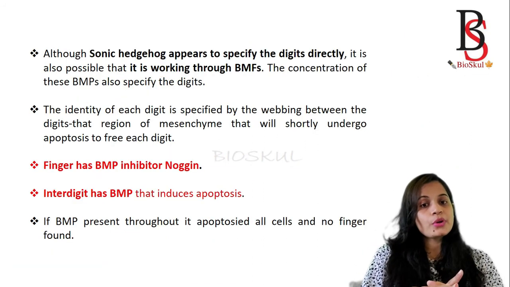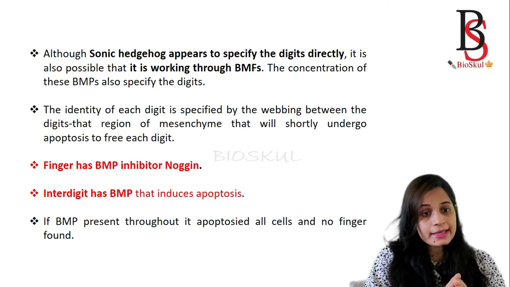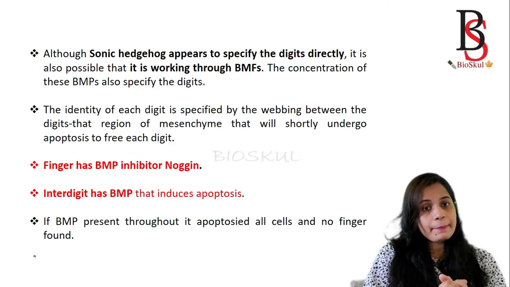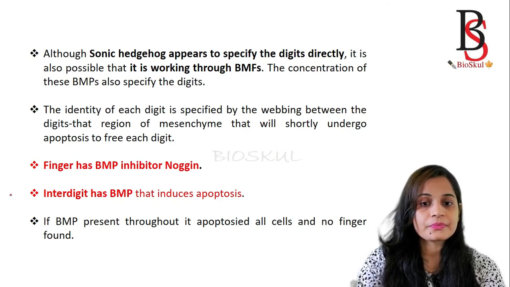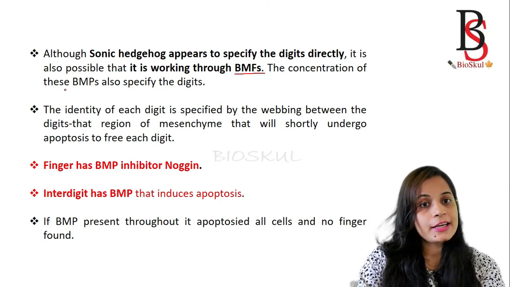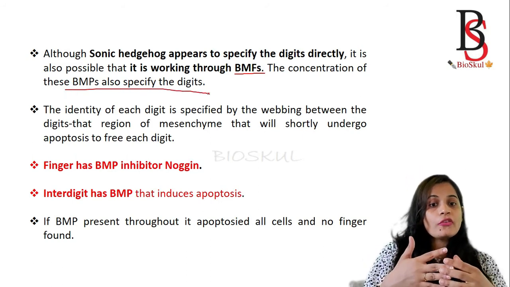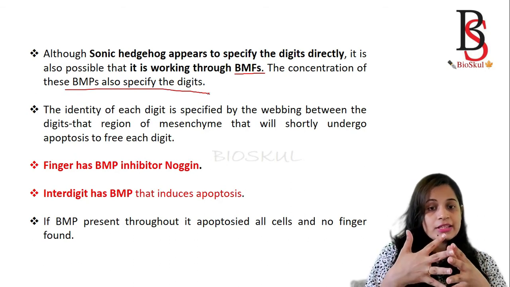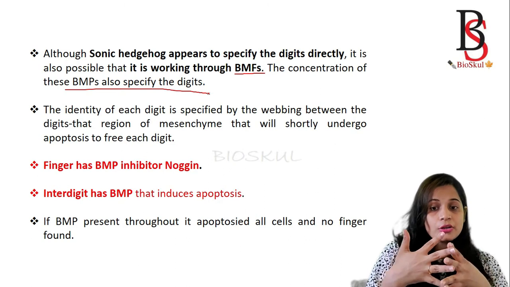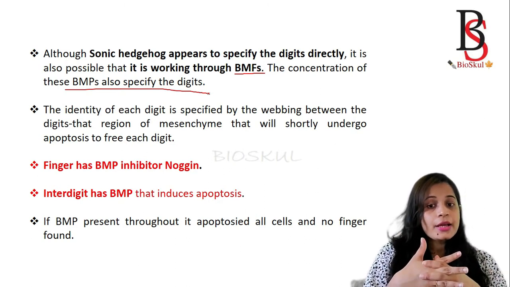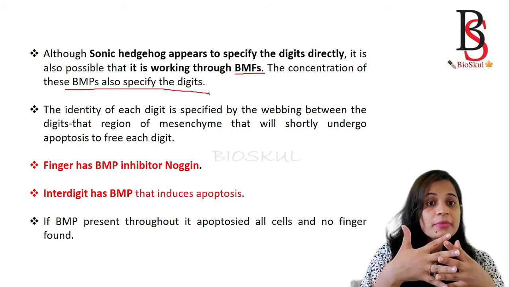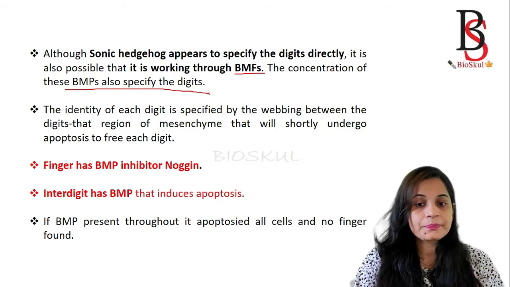Although the sonic hedgehog protein appears to specify the digits directly, it is working through the bone morphogenetic proteins, that is BMP. The concentration of BMP also specifies the digits. The identity of each digit is specified by the webbing between the digits, the region of mesenchyme that undergoes apoptosis to free each digit. So when will the digit be specified? When the interdigit mesenchyme undergoes apoptosis.